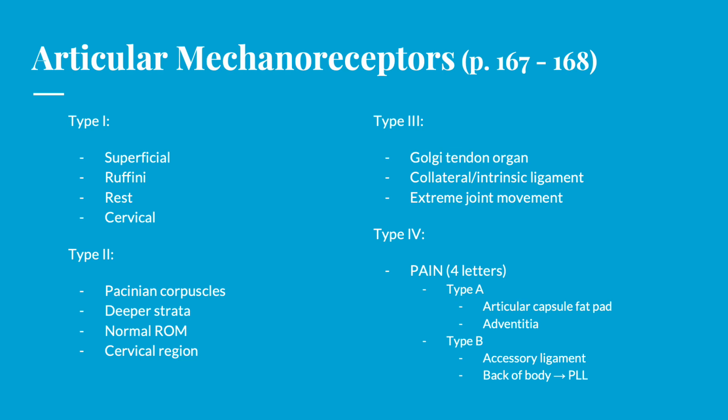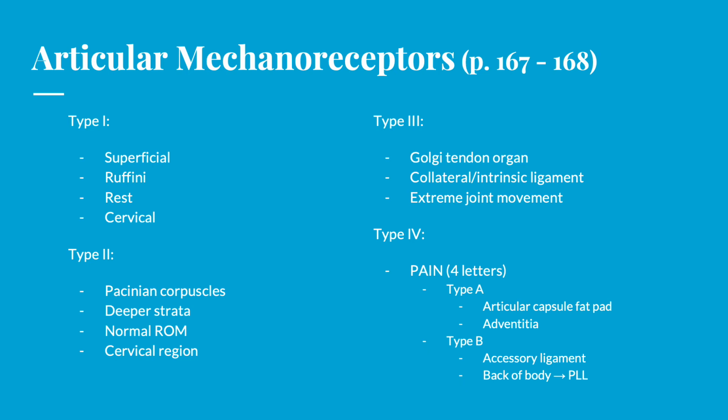Moving into the types of articular mechanoreceptors. Remember we said those are going to be located more outside. So you're going to want to know all the different types. There's a couple things for each of the different types of articular mechanoreceptors that you're going to want to know for your exam. So type 1, they're all one word, which is pretty helpful. They're superficial, Ruffini, they monitor the joints during rest, and they are most numerous in the cervical spine. So superficial, Ruffini, rest, cervical.